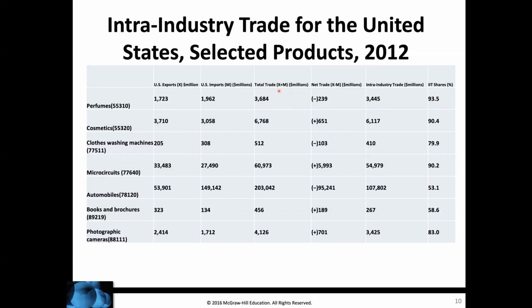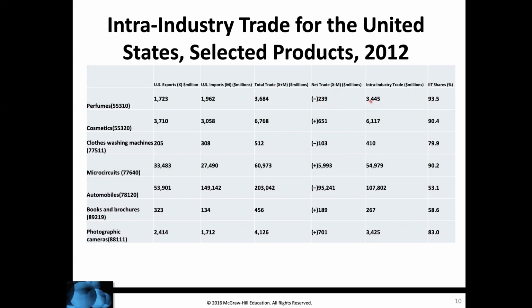illustrate. So total trade is X plus M. Net trade, you'll remember, is X minus M. So we've got more imports coming in than exports. So we've got a negative 239 for our net trade. It's 1,723 minus 1,962 gives us negative 239. Okay, so our intra-industry trade, you'll remember, is total trade minus the absolute value of net trade. So if we take this minus 239, we'll get our intra-industry trade, which is 3,445.